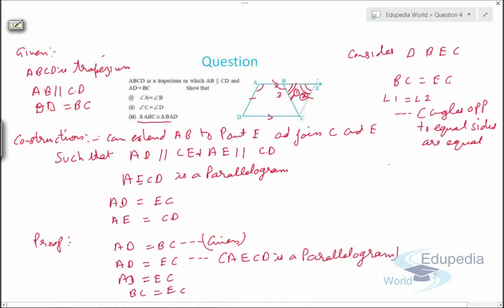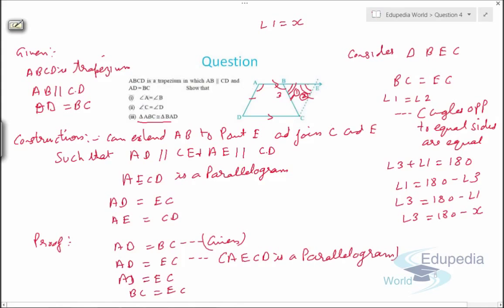So we can say that angle 3 plus angle 1 equals 180, right? So angle 1 equals 180 minus angle 3, or angle 3 equals 180 minus angle 1. Now let's assume that angle 1 equals x, so angle 3 equals 180 minus x. So this is angle B.